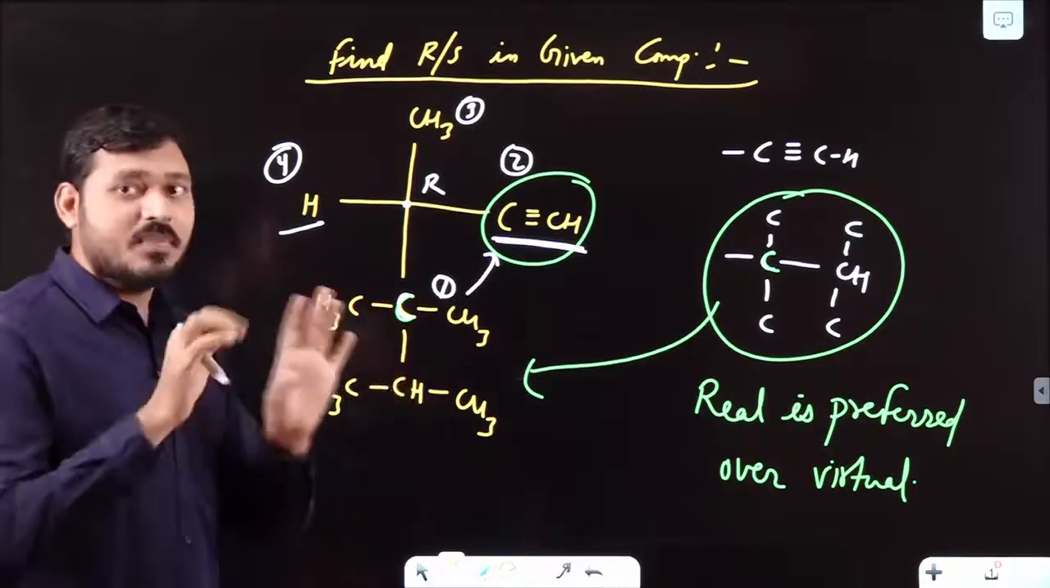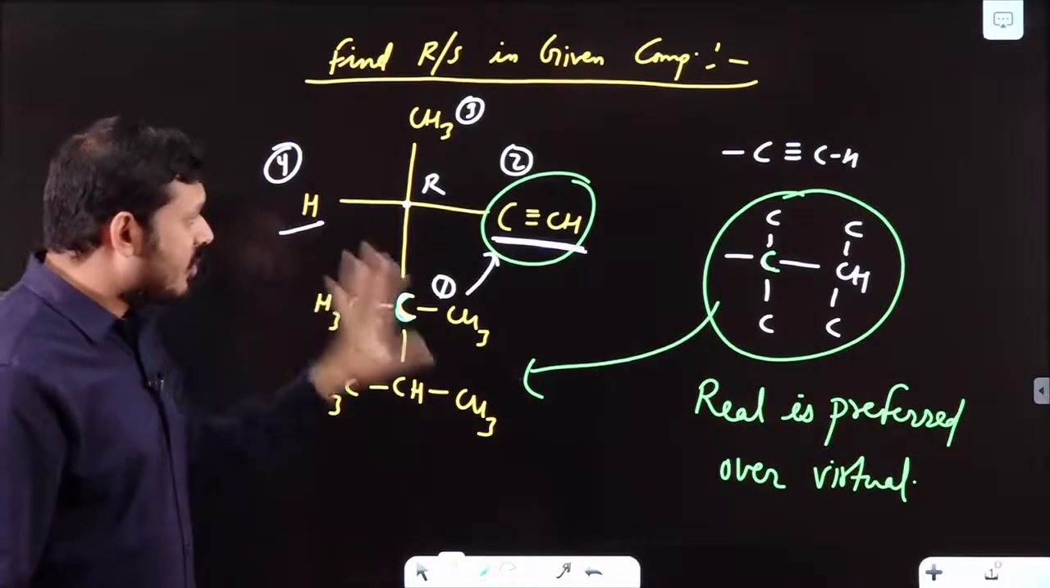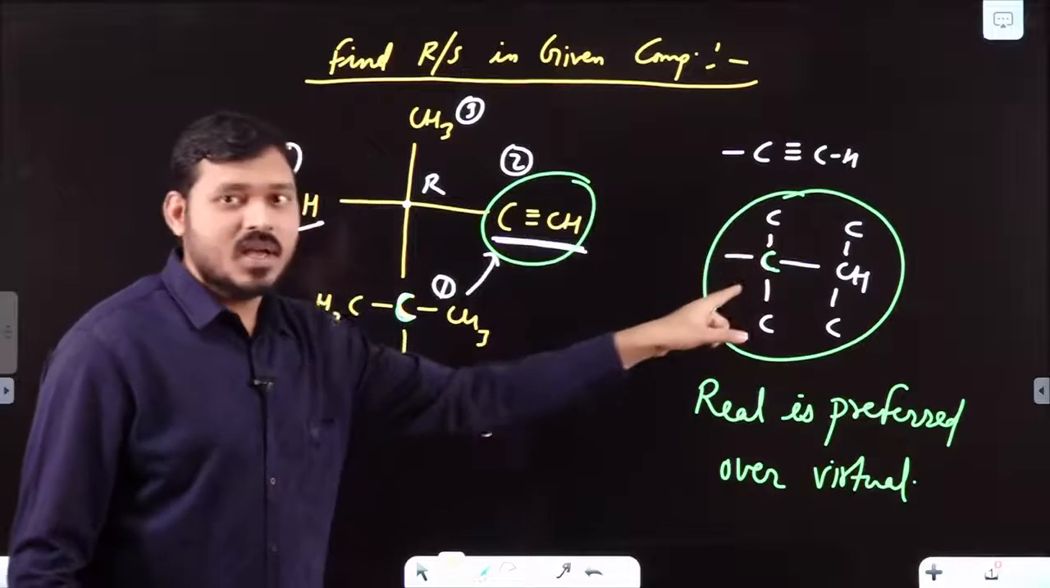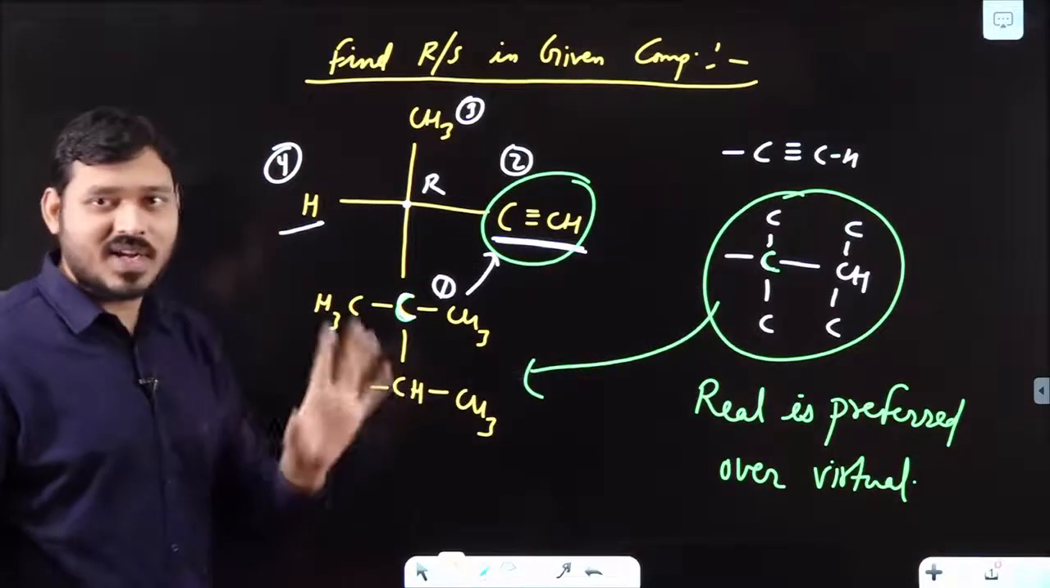Real is preferred. If you have hypothetical bond breaking, then remember, if on hypothetical bond breaking the group that comes and the already present group are both the same, then real is preferred. Okay, done.